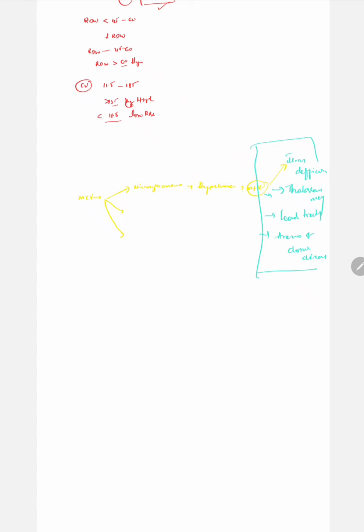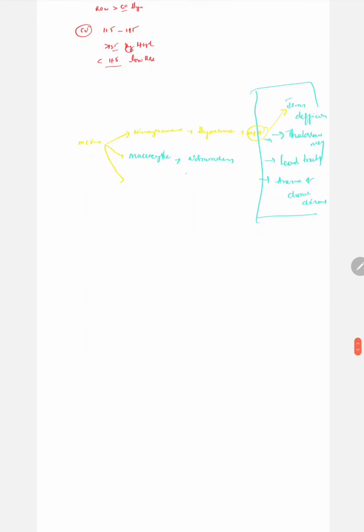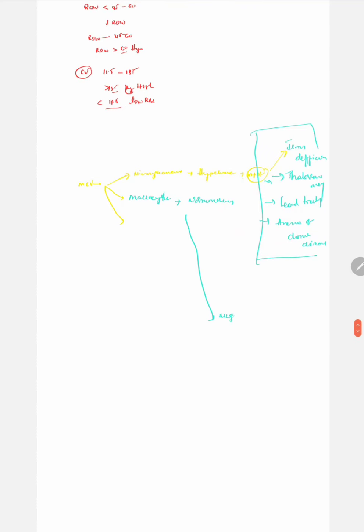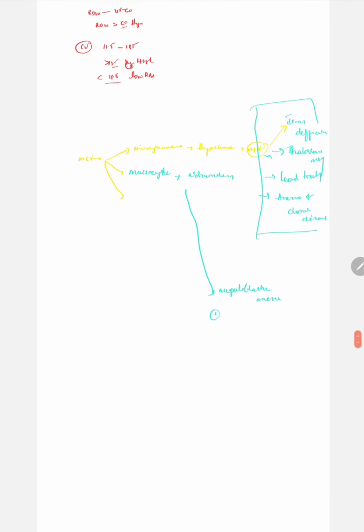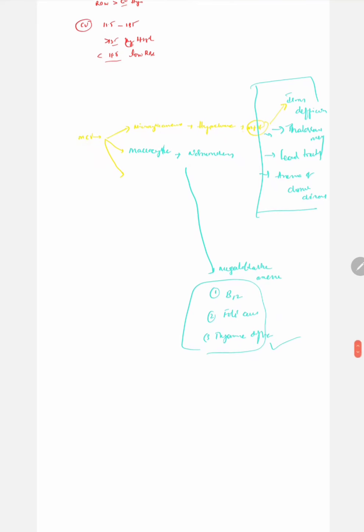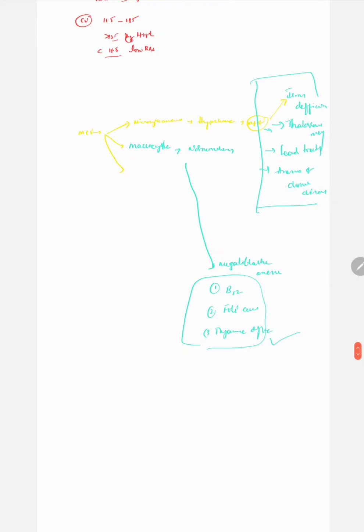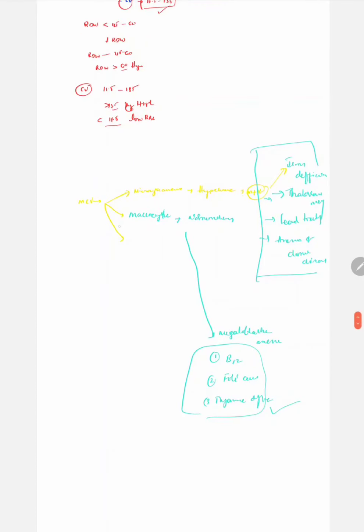Next, we have seen MCV, and if it is macrocytic and normochromic, what is the diagnosis? It is megaloblastic anemia. What are the causes of megaloblastic anemia? B12 deficiency, folic acid deficiency, thiamine deficiency. So we have to search for the history and examination related to the causes mentioned. So that is macrocytic anemia.